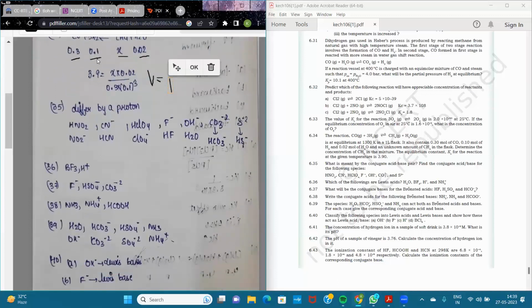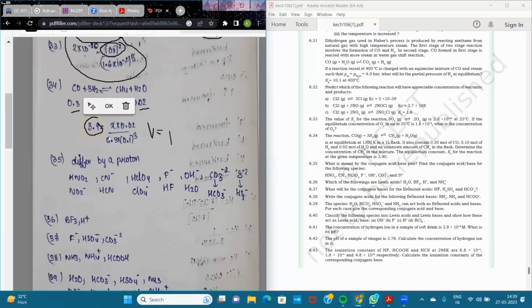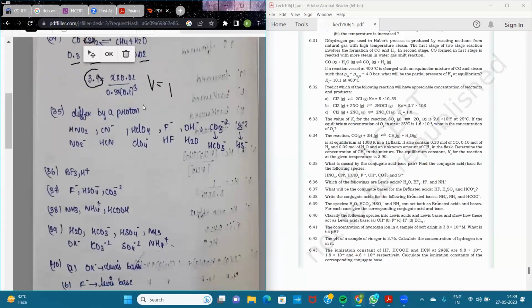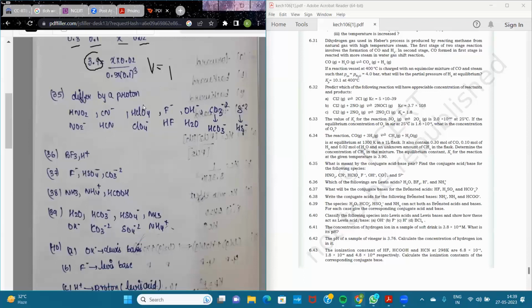We'll write the equilibrium constant expression, that is 3.9 equals the concentration of CH4, that is X, times the concentration of H2O, 0.02, divided by the concentration of CO, 0.3, and the concentration of H2, 0.1. The stoichiometric coefficient of 3 will raise the power to 3. From this, we'll get the equilibrium concentration of CH4 very easily. We'll go to the 35th question.